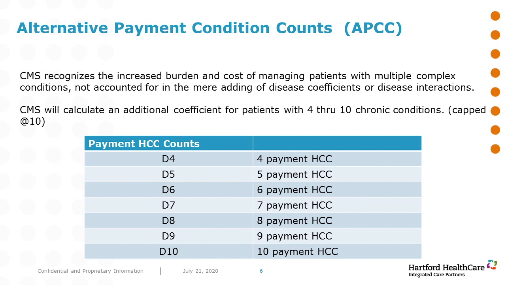CMS has also implemented alternative payment condition counts for payment year 2021. So if you have a patient who has multiple chronic conditions and those conditions have relevance to your face-to-face encounter, once they are documented, anywhere from 4 through 10 conditions will be taken into account for that patient's risk profile, hence the need to document and capture all chronic conditions at the time of the face-to-face encounter.